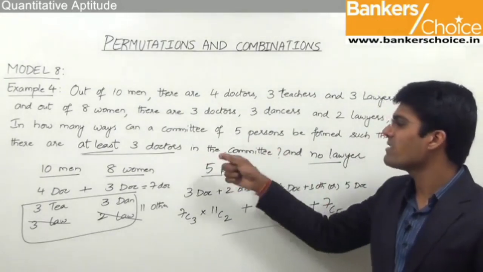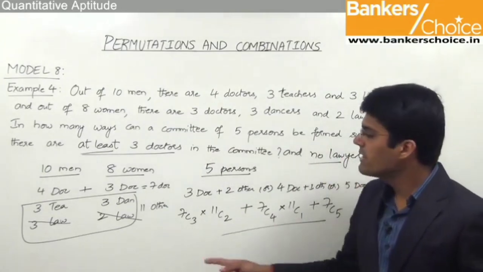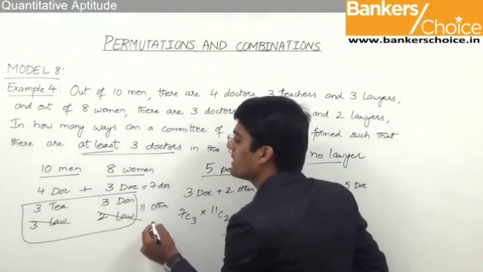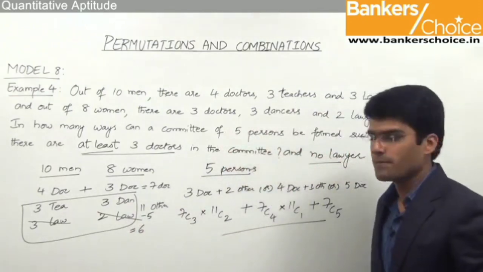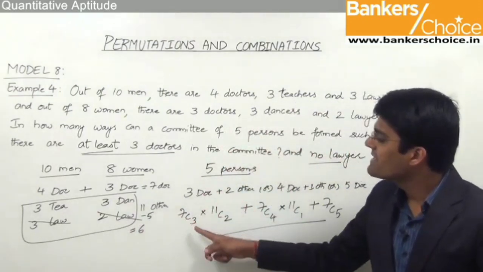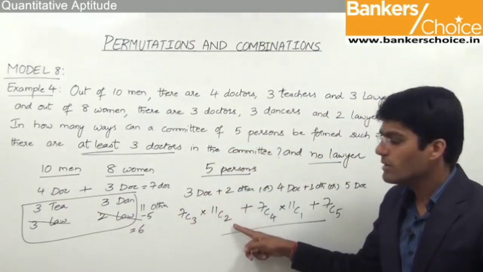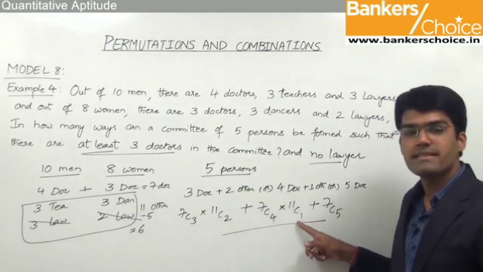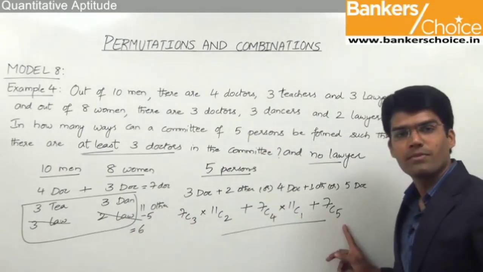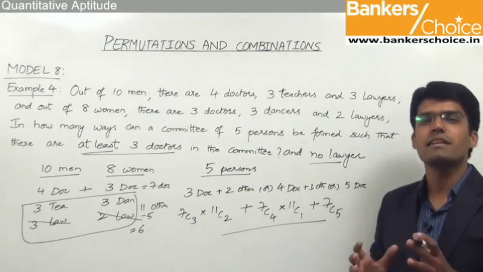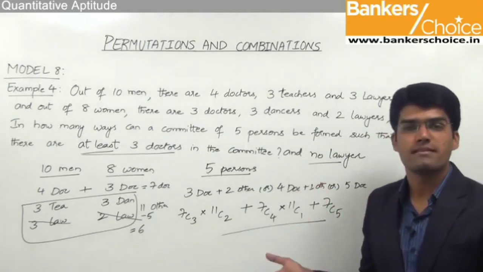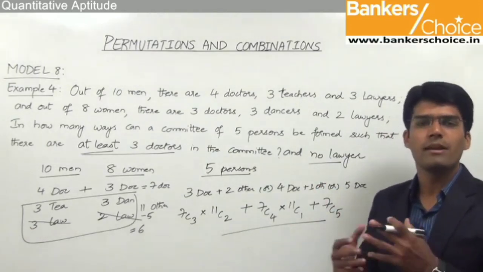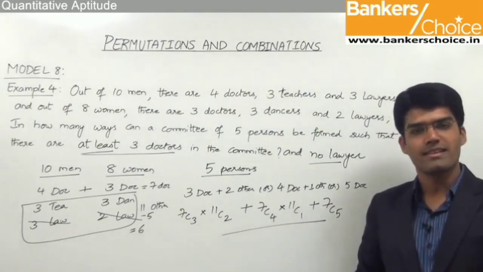When there are at least 3 doctors and no lawyers, simply what we do is, out of this 11, we need to remove the 5 lawyers. So 11 minus 5 will be equal to 6 persons of other professions. And then simply we can take it as 7C3 into 6C2 plus 7C4 into 6C1 plus 7C5. So that's how, based on the condition, we just need to decide which persons have to be considered and which persons should not be considered in the selection. And then accordingly, by counting the number of selections, we can get the required answer.